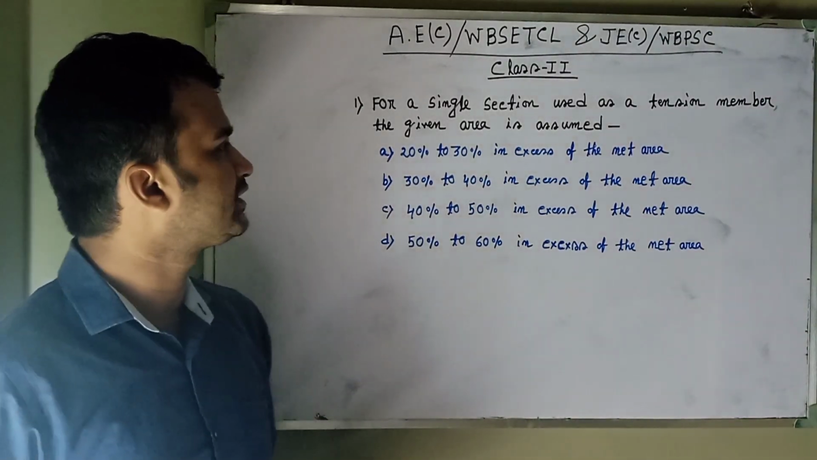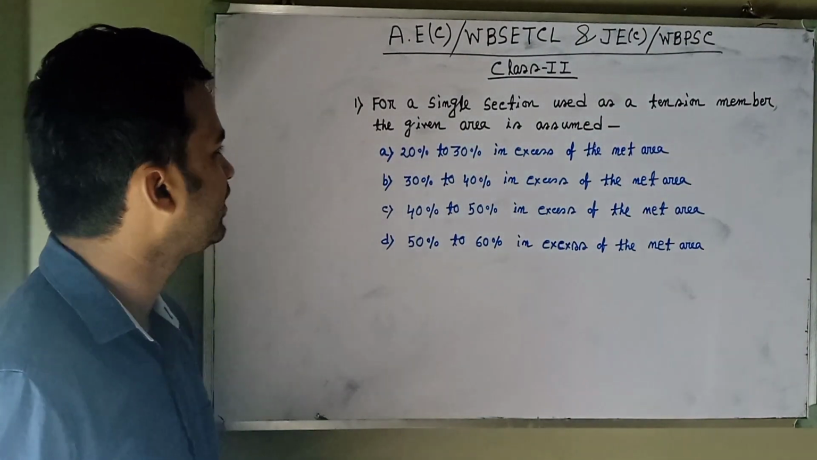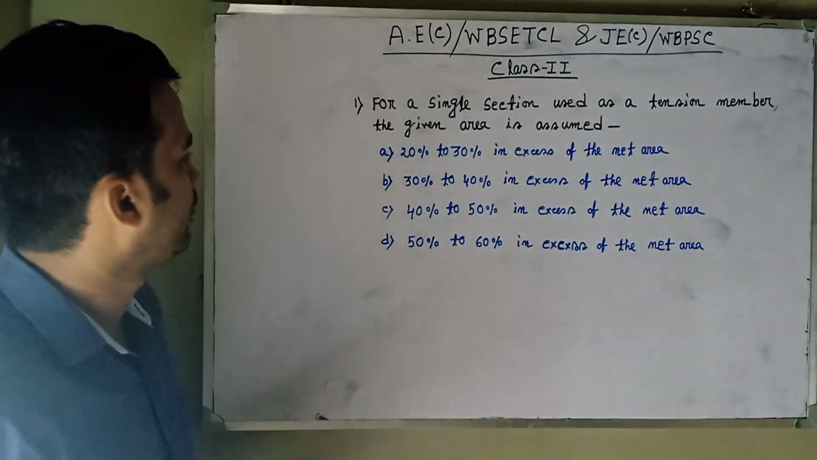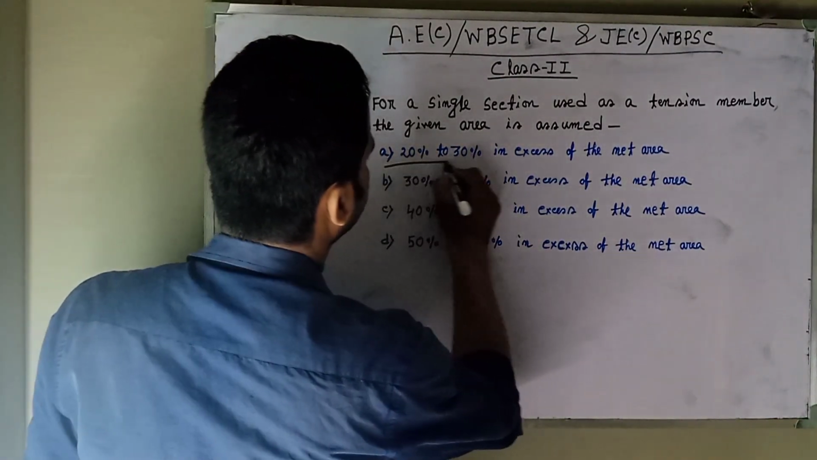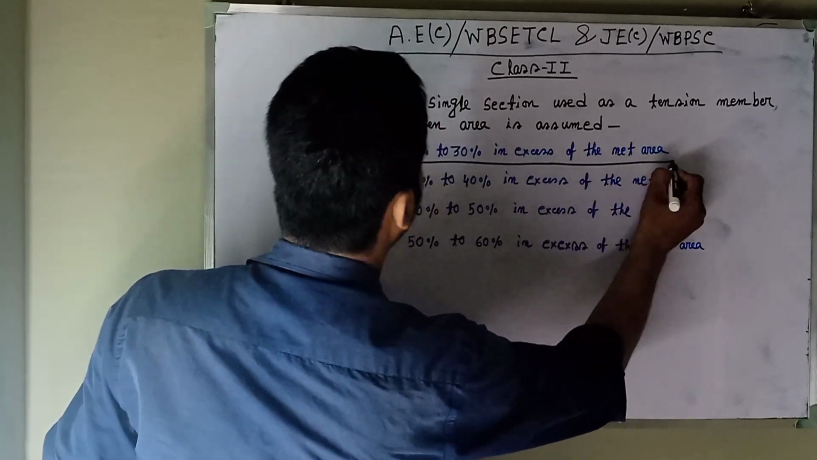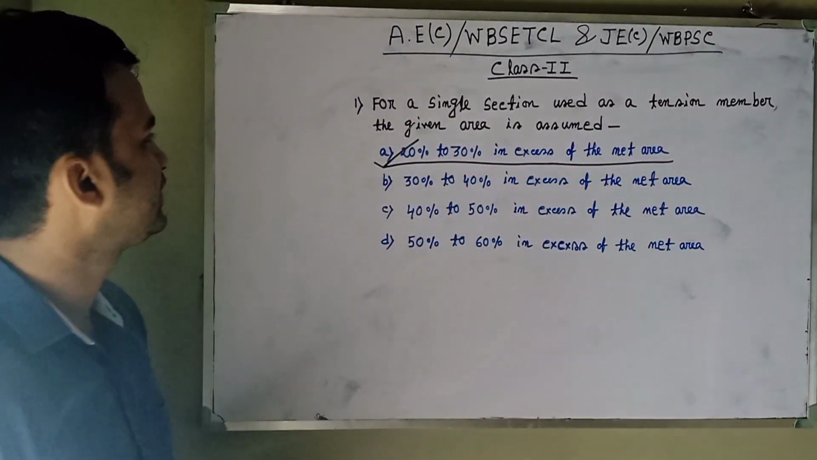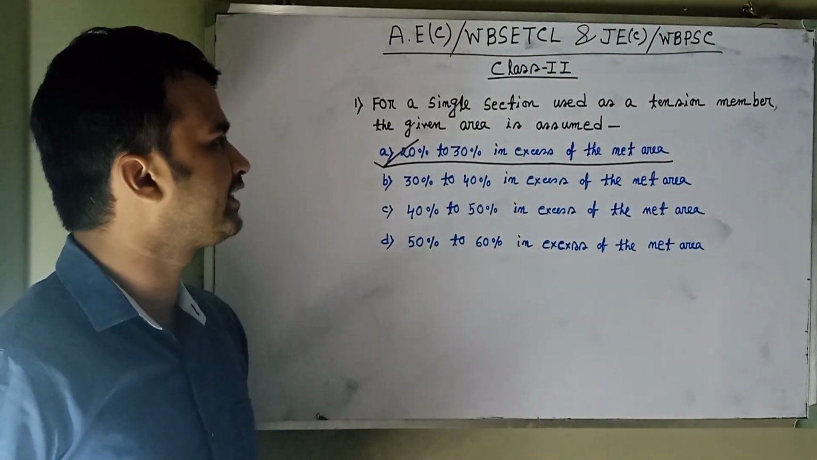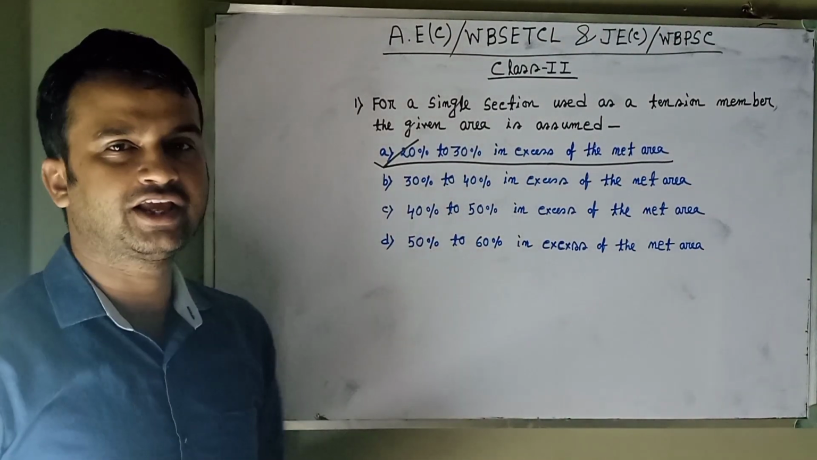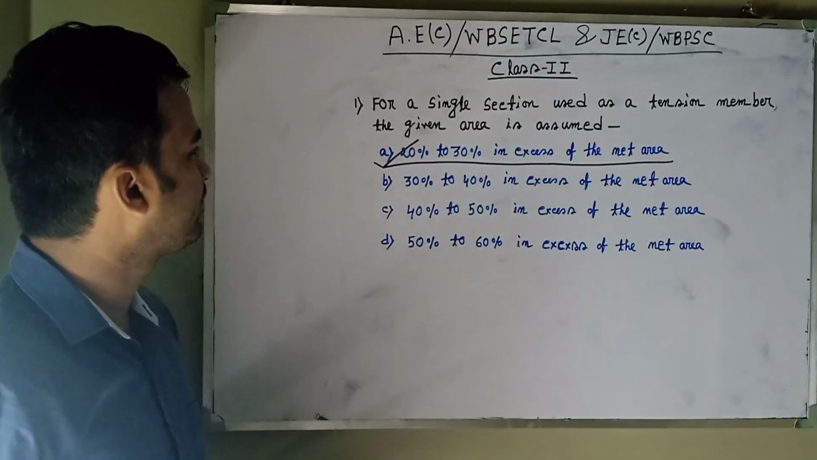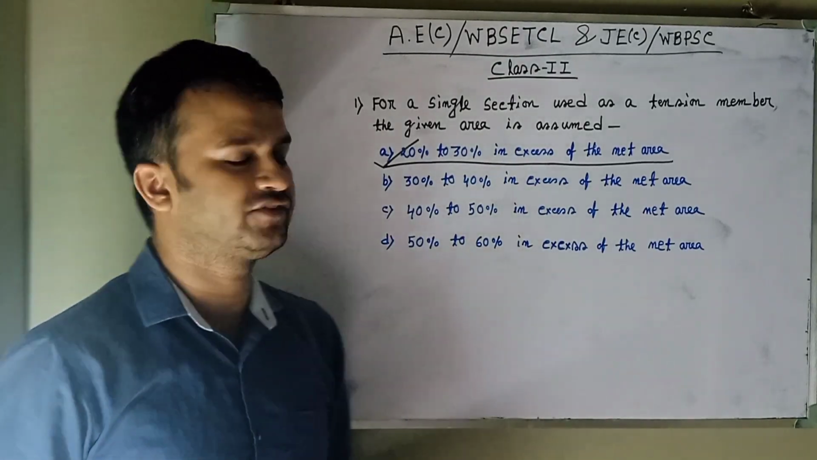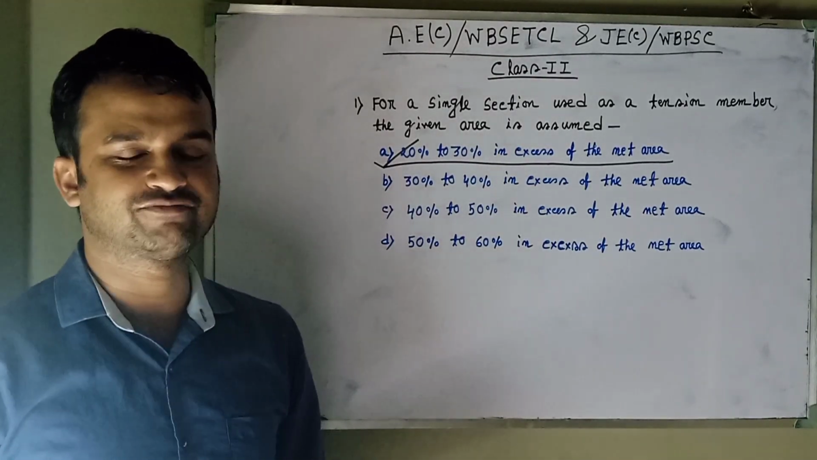When we use a single section as a tension member, the gross area is assumed as 20% to 30% in excess of the net area. So the correct answer is option A. For a single section used as a tension member, the gross area is assumed as 20% to 30% in excess of the net area. And this question is very important.